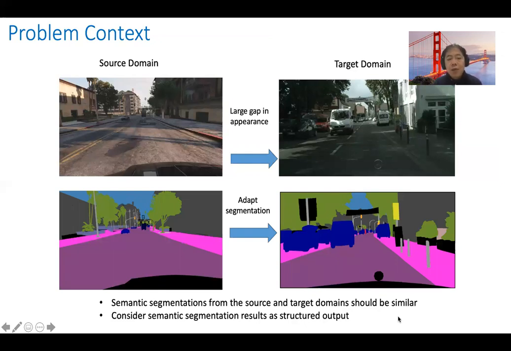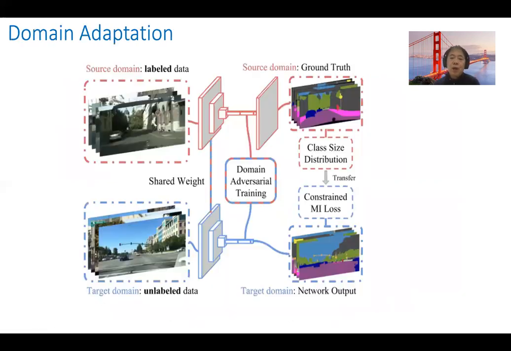As I mentioned a while ago, the spatial layout, whether from synthetic images or real images, should be similar. For example, trees should be next to the sidewalk, the sky should usually be on top, and cars should be on the road, and so on. So the output is structured, and we want to exploit such a property for semantic segmentation. To narrow the domain gap, one way is to use domain adaptation.